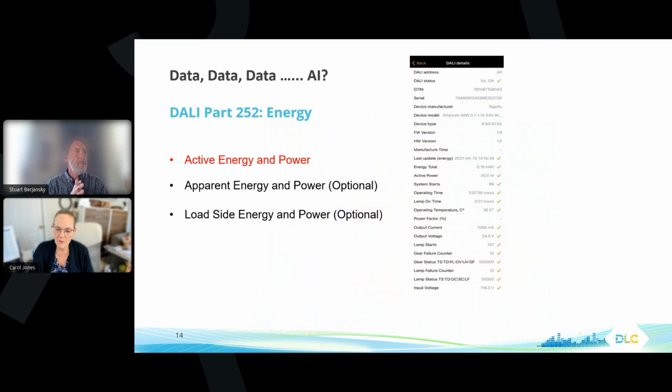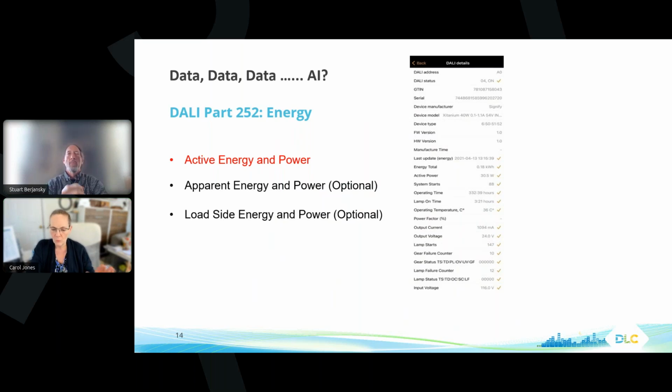So this is part 252. I'm going to talk for a minute about how you get this accuracy and the energy savings. When DALI develops all these different specifications, and just for clarity, we call them parts. So when you see part 252, it's actually a specification with extremely detailed information about how to build DALI devices.